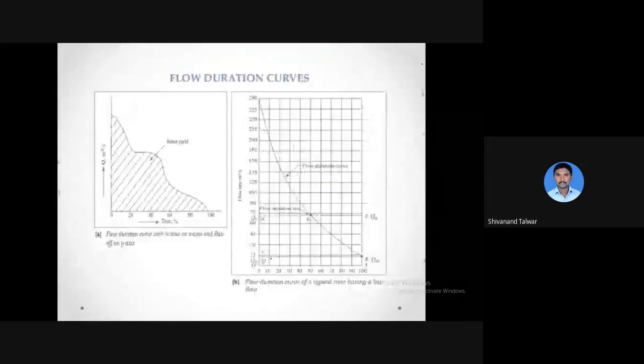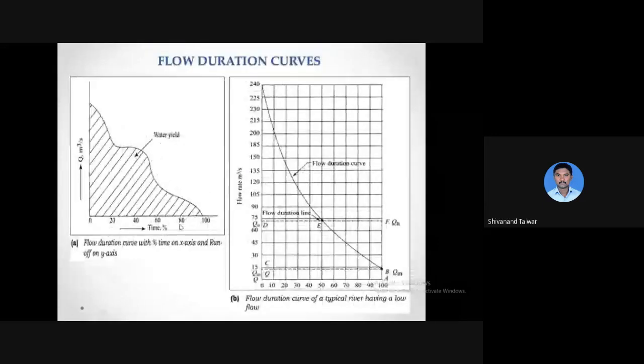In this diagram, you see discharge versus time. Time is in terms of percentage, and discharge is in terms of meter cube per second. You can see this is in meter cube per second.